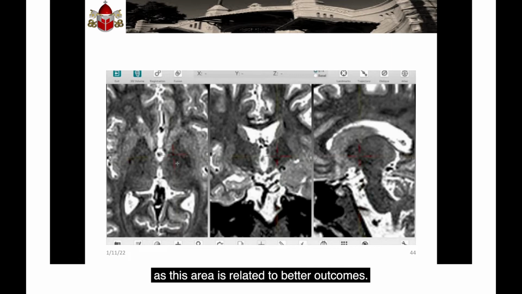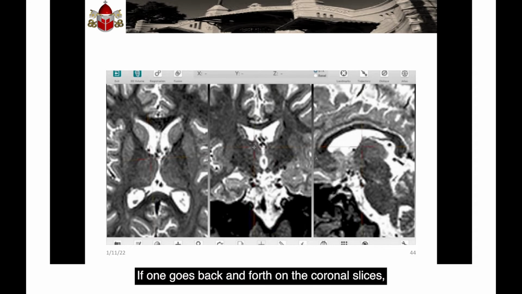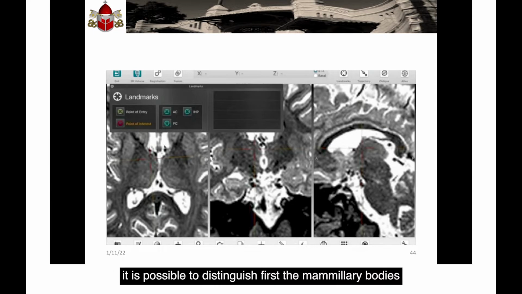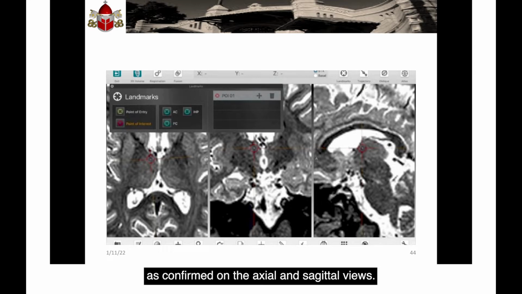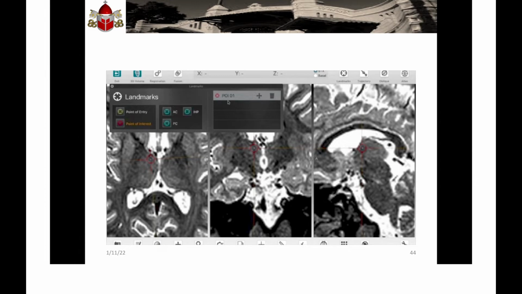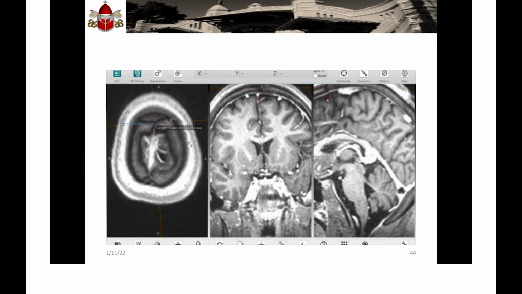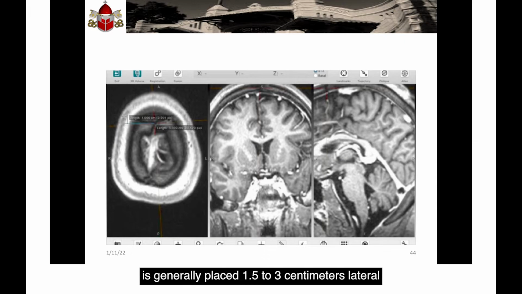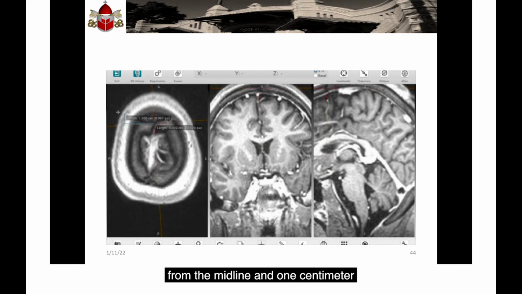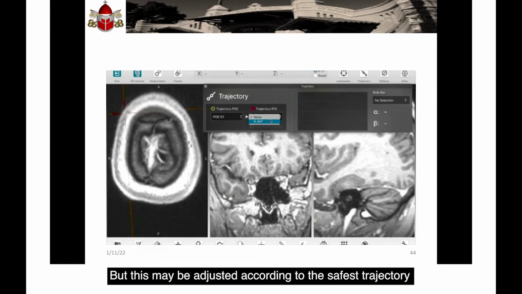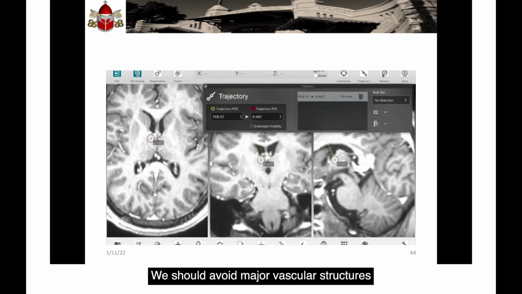If one goes back and forth on the coronal slices, it is possible to distinguish first the mammillary bodies and then the mammillothalamic tract, as confirmed on the axial and sagittal views. It is of extreme importance to address the vessels near the target, as they may limit the trajectory when implanting the electrode. The burr hole for entering the cortex is generally placed 1.5 to 3 cm lateral from the midline and 1 cm in front of the coronal suture. But this may be adjusted according to the safest trajectory. We should avoid major vascular structures and superficial and deep sulci.